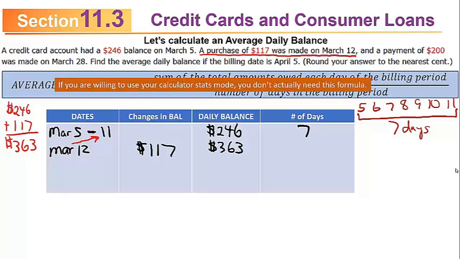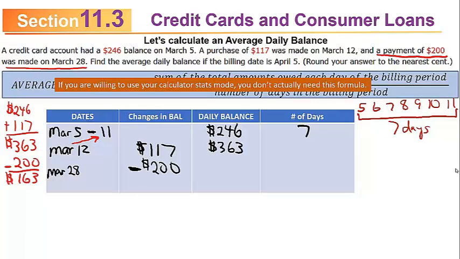Now let's move to the next transaction. You'll notice that a payment of $200 was made on March the 28th. So the next line of the table should be March the 28th. There was a payment, so that decreases the credit card balance. So that's a minus $200. And if you take $200 away from the previous daily balance of $363, you end up with a $163 daily balance.